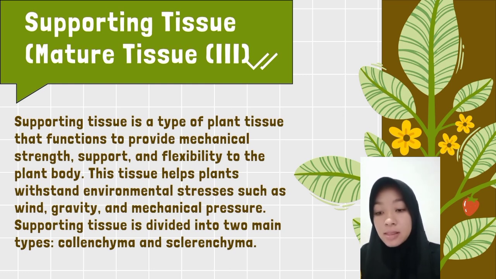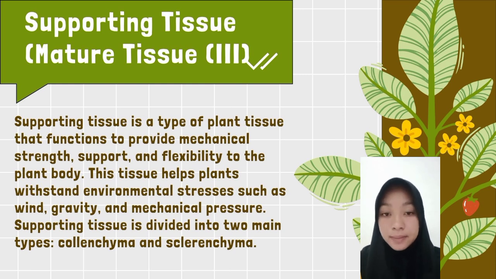Supporting tissue is a type of plant tissue that functions to provide mechanical strength, support, and flexibility to the plant body. This tissue helps plants withstand environmental stress such as wind, gravity, and mechanical pressure. Supporting tissue is divided into two main types, collenchyma and sclerenchyma.